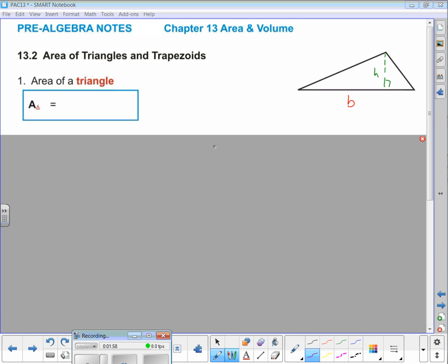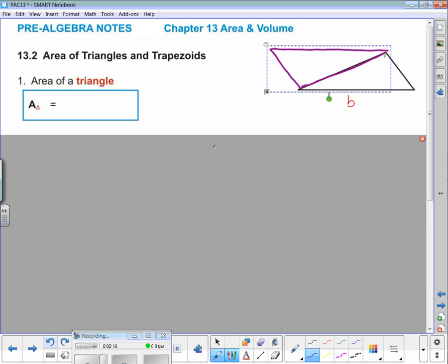What's the formula for area of a triangle? Base times height would be the whole parallelogram, right? That's base times height. This is a 10 and this is a 4. The area of the parallelogram is 40 square units.